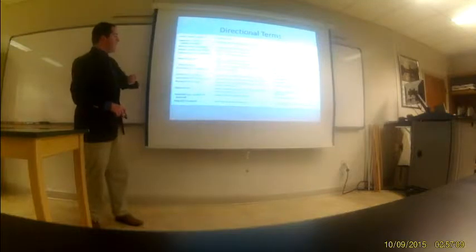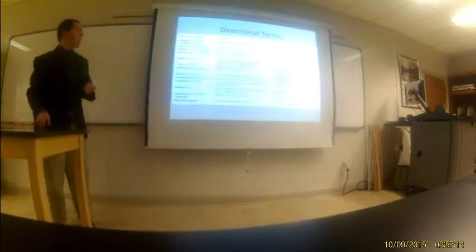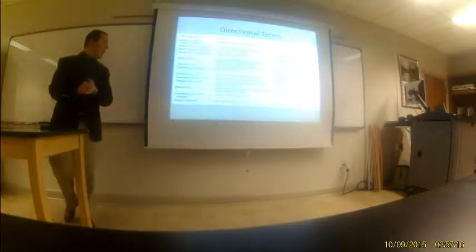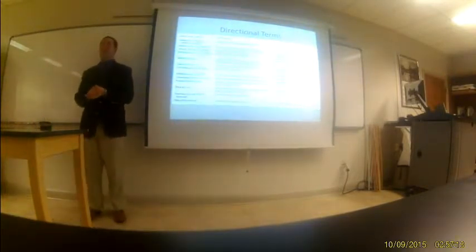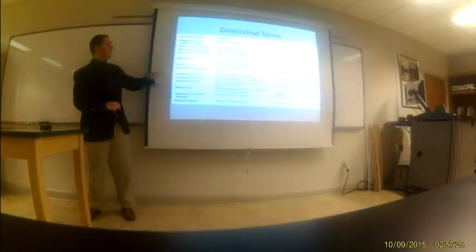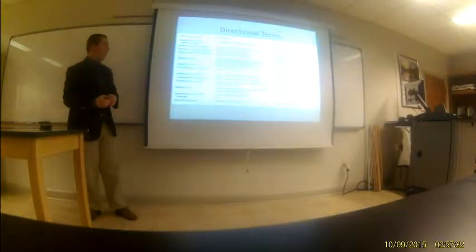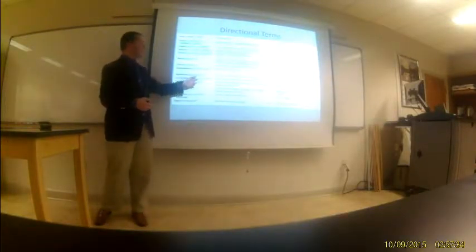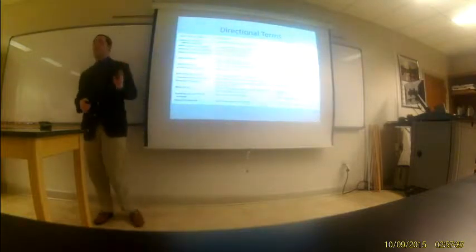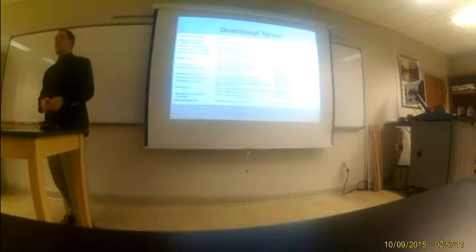The next is ipsilateral and contralateral. So ipsilateral means on the same side, and contralateral means on the opposite side. And when we talk about sides here, we only mean left and right. You can't use ipsilateral and contralateral for front and back, top and bottom, anything like that. It is left and right only. So ipsilateral means two things on the left side of the body or two things on the right side of the body. Contralateral means one on the left, one on the right.